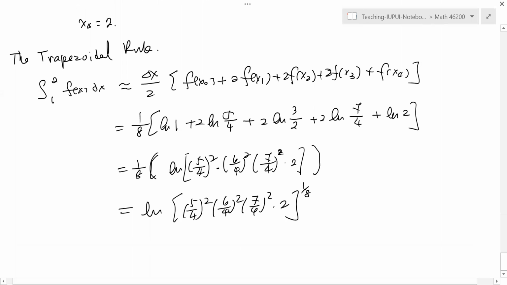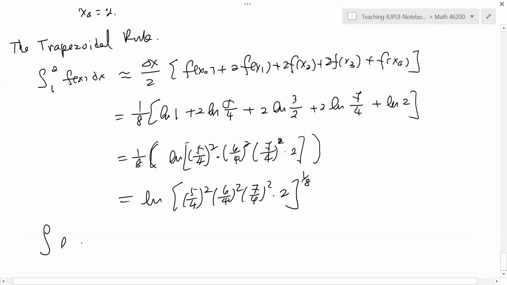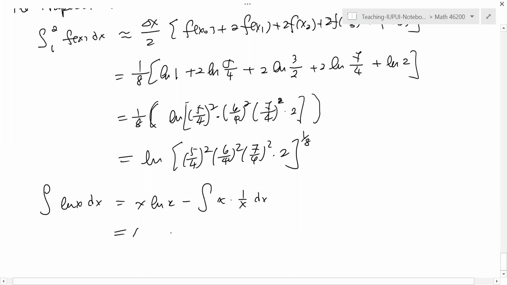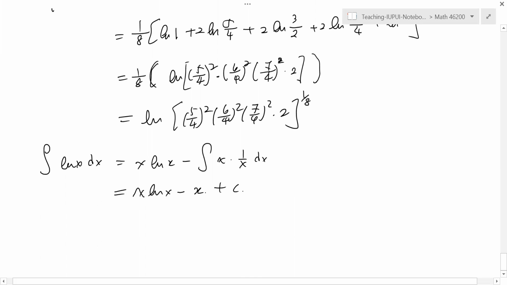But on the other hand, remember, the integral of natural log of x dx, by integration by parts, this can be x times 1 over x dx. So actually it's going to be x natural log x minus x, plus constant. So the integral from 1 to 2, in this case, you can evaluate.